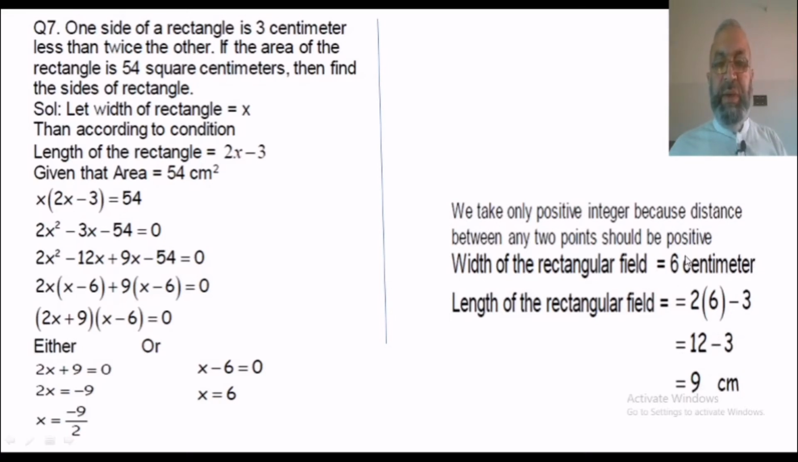Thus the width of the rectangular field is 6 and the length is equal to 9. We can check the result. Width multiplied by length, 6 into 9, that is 54, which is given in the question.